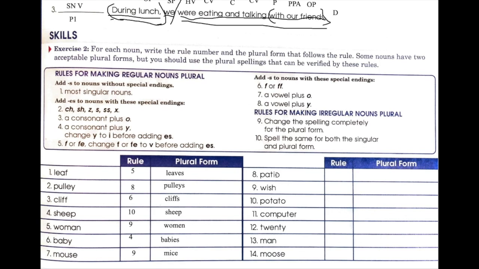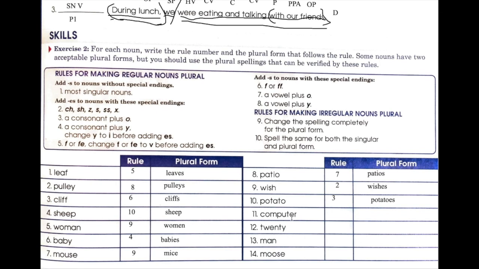Patio has a vowel plus an O. That follows rule number 7. Rule number 7 says we add an S. Wish. Wish ends in an SH. That's rule number 2. And for rule number 2, it says we add an ES. Wishes. Potato is a consonant plus an O. That's rule number 3. For rule number 3, it says we add ES, so it turns into potatoes.